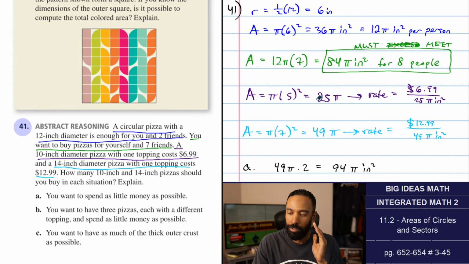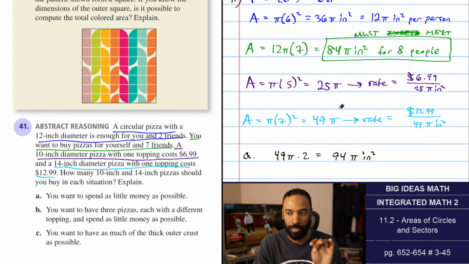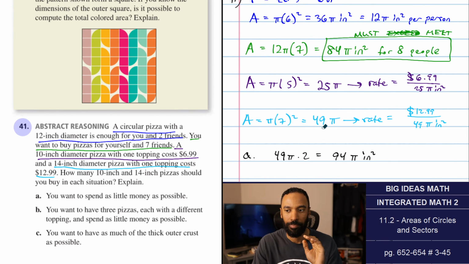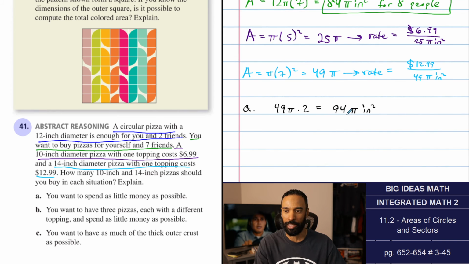If I did 3 10-inch pizzas, that's 75 pi. That's not enough. 4 of them is 100 pi. That's more than 94 pi. So is 1 14-inch and 1 10-inch, that's 74 pi. Still not enough. So 1 14-inch and 2 10-inch is 99 pi. Still not enough. So this is your best bang for your buck here.